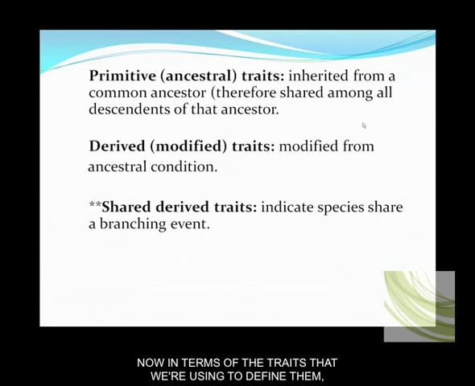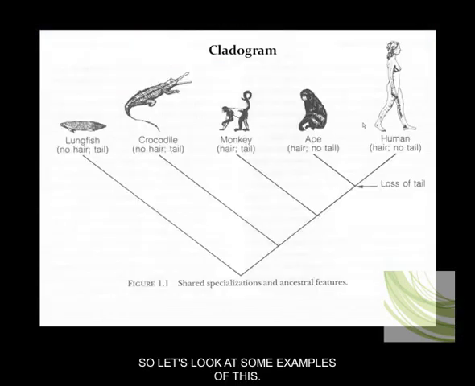Now, in terms of the traits that we're using to define them, we look for primitive or ancestral traits. These are the traits that are inherited from a common ancestor, and so they're shared among all the descendants of that ancestor. We look for derived or modified traits, which means they're modified from the ancestral condition. And if they're shared derived traits, they let us know that those species share a branching event together, like what I just showed you. So let's look at some examples of this.